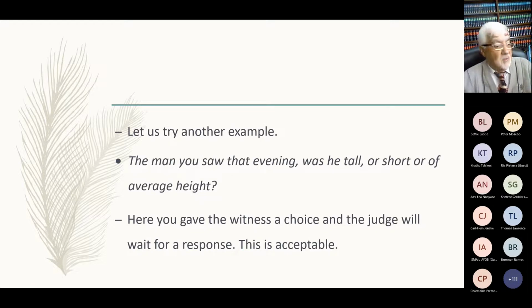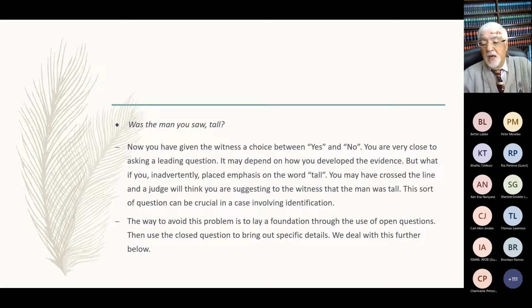Let's look at another example. The question is, the man you saw that evening, was he tall or short or of average height? So you gave the witness choices. That's not a leading question. And the judge will wait for a response. No problem. But if you say, was the man you saw tall? That's a leading question. Okay.